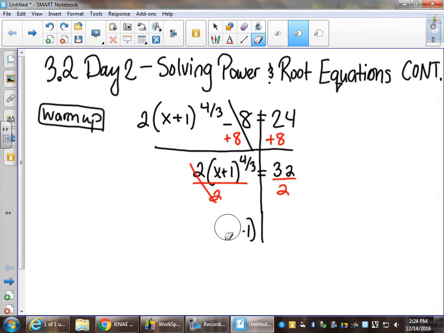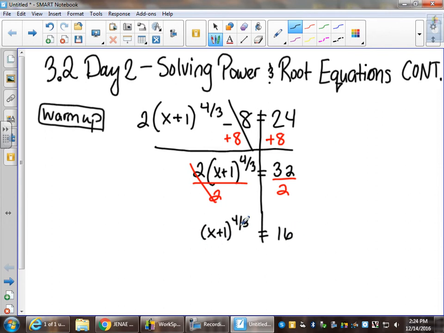Side note, like a housekeeping thing, you know that we're going to end up raising this to something else, so it's not a bad idea to move over a little bit. Even myself, I was coming super close to this line, and I don't want my fractions to get squished. So if you can kind of mentally move over a little bit so you have space left here, that would really be helpful for you. 32 divided by 2 is 16.